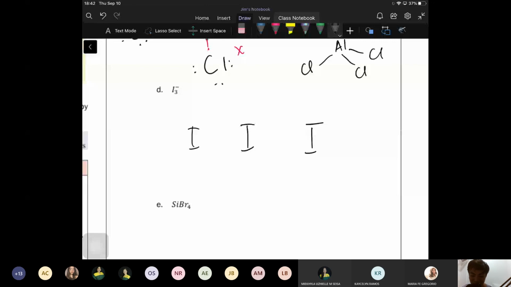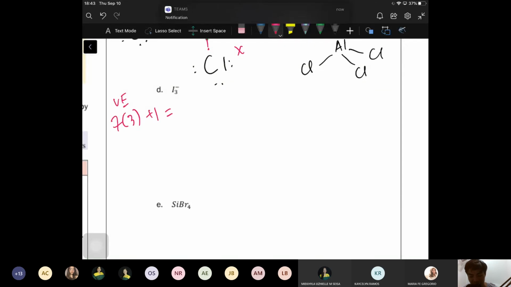Okay, so, iodine. 7. There, I'll draw it. That's how it is. That's its shape. Wait. I could use the NASO rule actually. No, I don't want to use the NASO rule. It's beyond the third period. So, iodine 7 times 3 valence electrons plus 1. 7, 14, 21, 22. So, I.